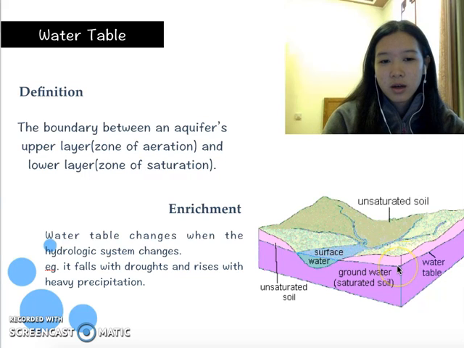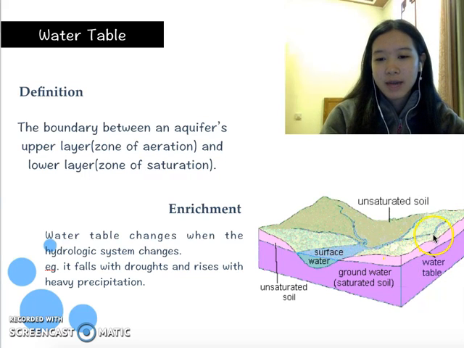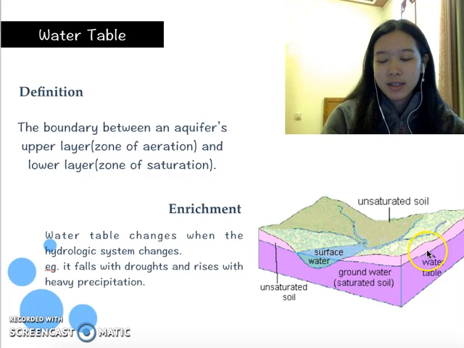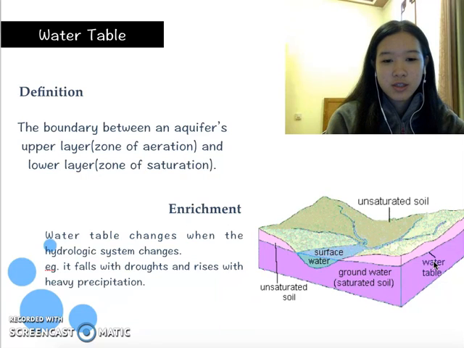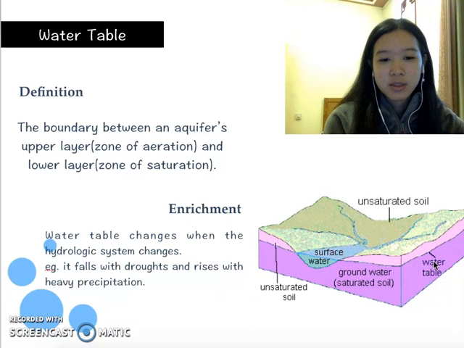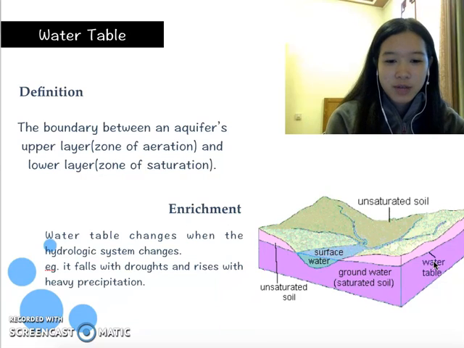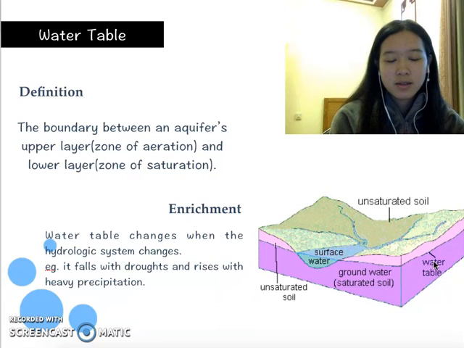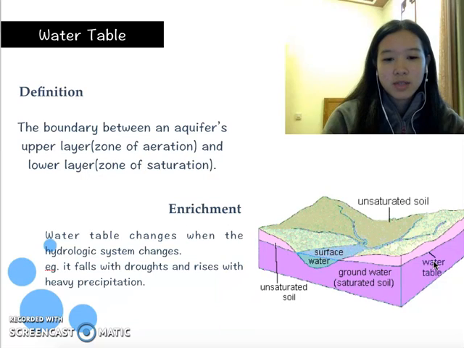So it's the boundary between this area, which is the zone of aeration, and this area, which is the zone of saturation. Enrichment. The water table changes when the hydrological system changes. For example, the water table falls with droughts because obviously there is less water during droughts, and the water table rises with heavy precipitation because there is more water on the surface.